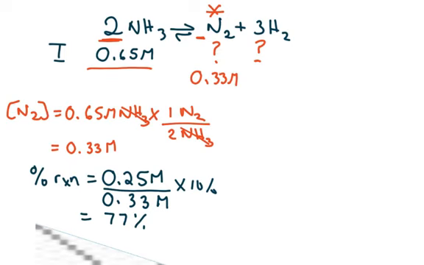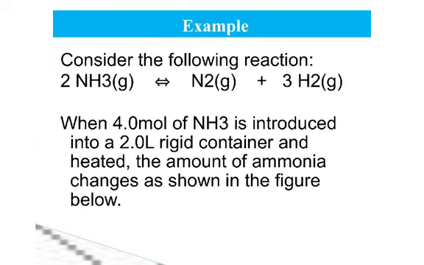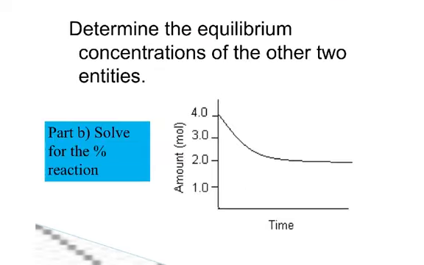Let's put it all together in another example. So this is example number 2. There's a couple of things that are a little bit different here. So again, we have our equilibrium reaction. It's the same one we just saw as an example for just doing percent reaction. This one tells us that when 4 moles of NH3 is introduced into a 2-liter rigid container and heated, the amount of ammonia changes as shown in the figure below. We want to determine the equilibrium concentrations of the other 2 entities.